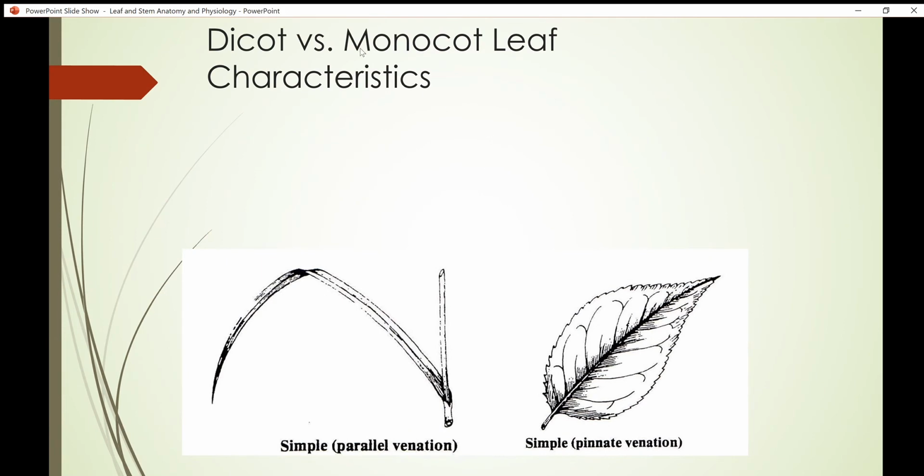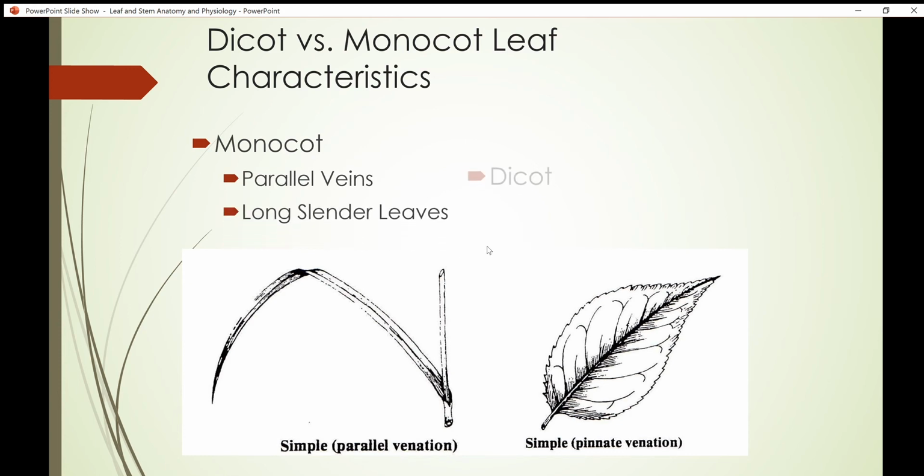Okay, so this is a diagram. The monocot has parallel veins, okay, and a long, skinny, slender leaf. The dicot has webbed veins or netted veins and wider leaves. So these are pinnate veins.